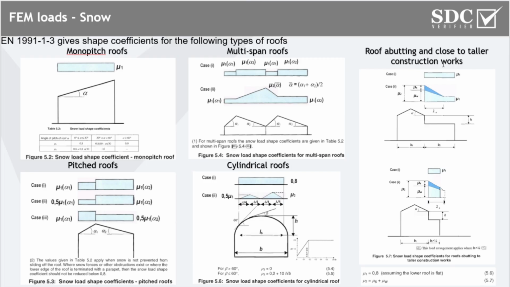In our case, we need to use the mono-pitch roof, and the mu factor, since the inclination of the roof is pretty small, approximately 3 or 5 degrees, we need to use the value 0.8.